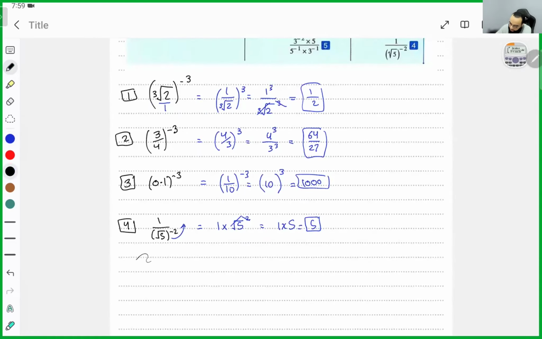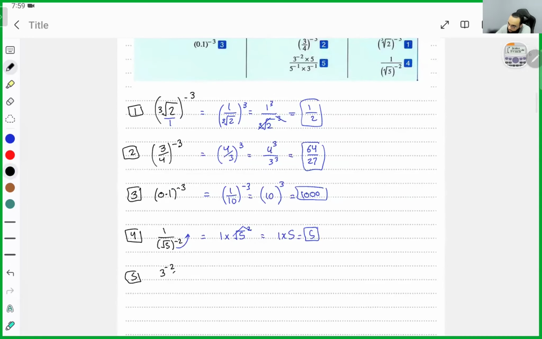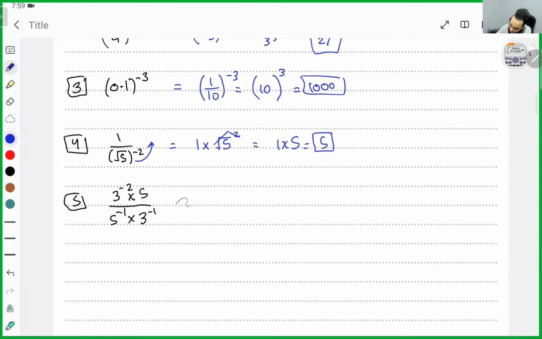And the next, complete. Tell me the next. 3 power of negative 2 times 5 over 5 power of negative 1 times 3 power of negative 1. What's going to be? So you can get this down and you can get this up, and you can get this up. And the 5 will stay itself. You know why? Because it has no negative power. Then I'll write it as itself in its place, the same place.